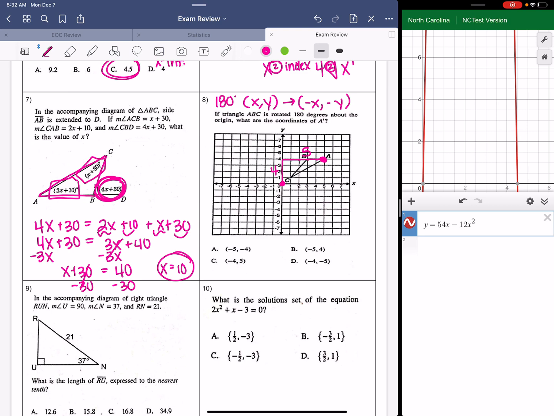So if I rotate this 180 degrees, I would go 4 units here, 5 units up. Whoops, a little too far there. And then to go another rotation, we would go down 4, left 5. Okay, so our new coordinates of A would be negative 5, negative 4. So if you were using your rule, this original point was 5, 4, and the new point is negative 5, negative 4.